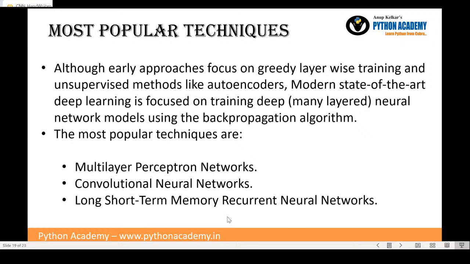There is another one, that is the RNN, the long short-term memory recurrent neural network, which has the concept of short-term memory, but short-term memory for a long time. So it will keep many short-term memories, and it will most probably be used for time series calculation. These are the three most popular techniques generally used in deep learning. That is the important part everyone should know.